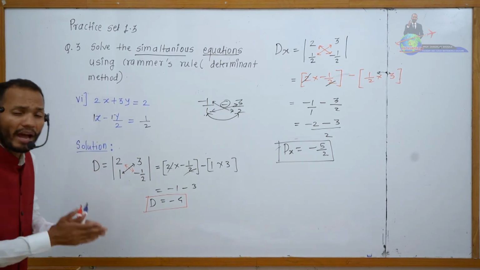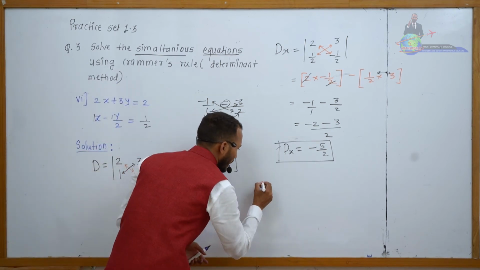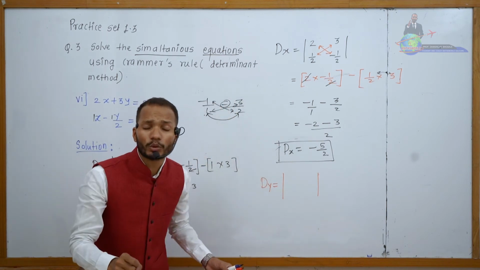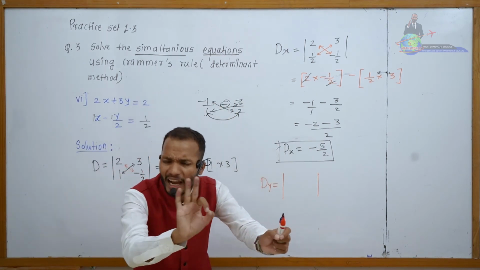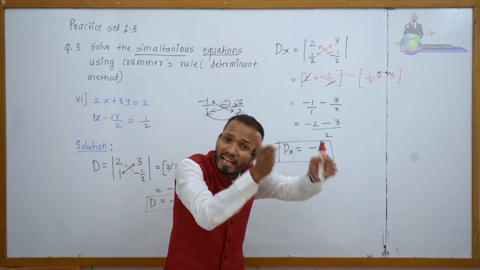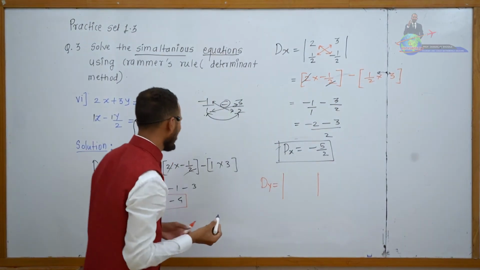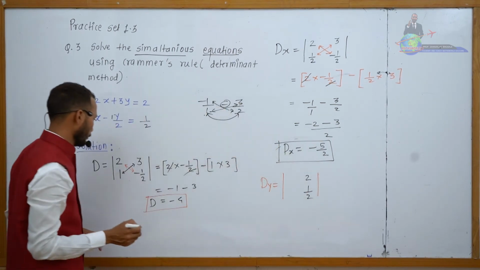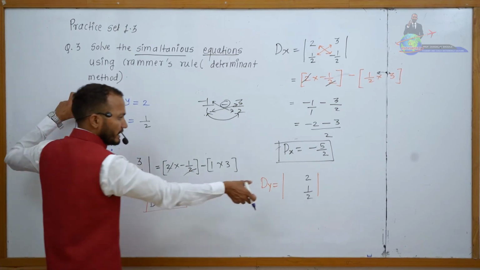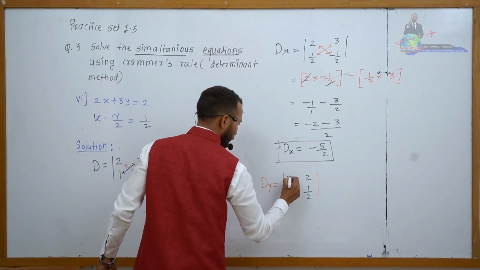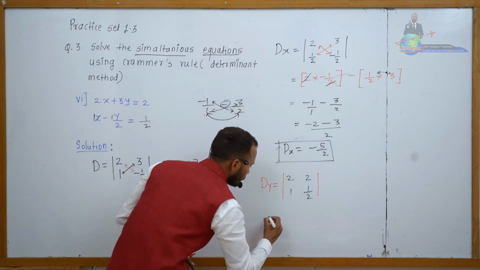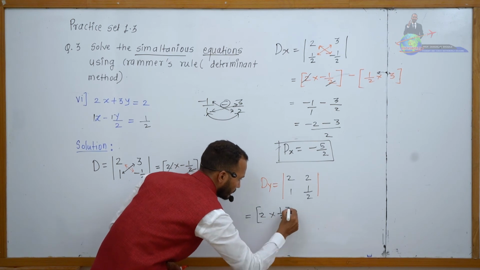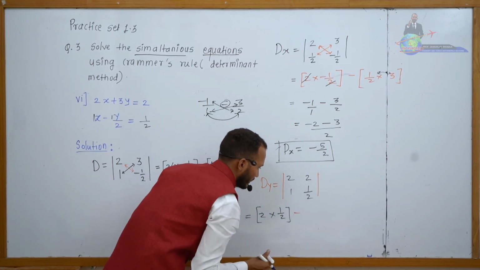We have to find the value of Dy. So here Dy is equal to a determinant. Student, now we are finding Dy, but while finding Dy we do not write the coefficient of y; in its place we use the constant numbers. So the constant numbers are 2, 1 by 2. Then 2, 1 is the coefficient of x. Solve, student: 2 multiply 1 by 2. Correct? Student, here the middle sign is minus. Correct, student?